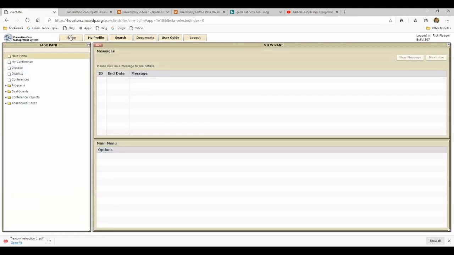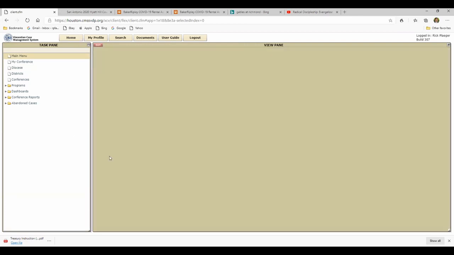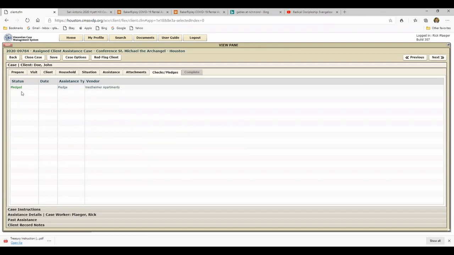And what will happen is when you're checking your cases at some point, you go back to your assigned cases on your home screen, you go to John Doe, and instead of it saying request submitted, it now says pledged, and it's in green. And there's nothing else you need to do. What happens at this particular point is that you then have the ability to issue a check request, essentially convert the pledge into a check request.